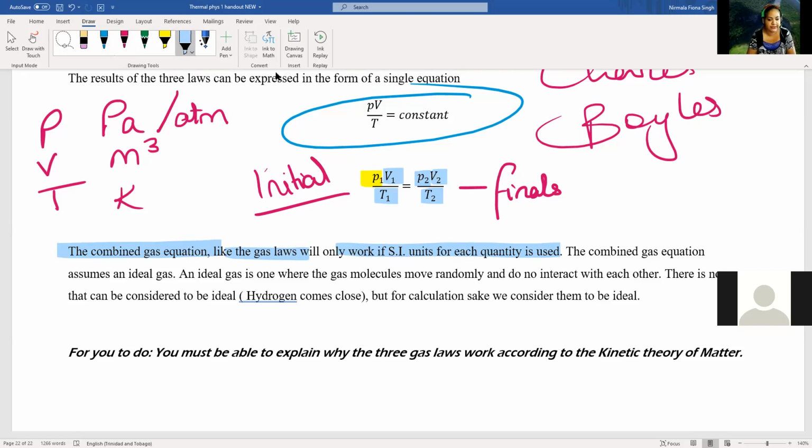So let's continue reading. The combined gas equation assumes an ideal gas. What is an ideal gas? An ideal gas is one where the gas molecules move randomly and do not interact with each other. We live in a real world. Nothing around us is ideal. The closest to ideal that we have on this planet is a transformer. That's the closest ideal thing that we have anywhere. But everything else, things affect them.